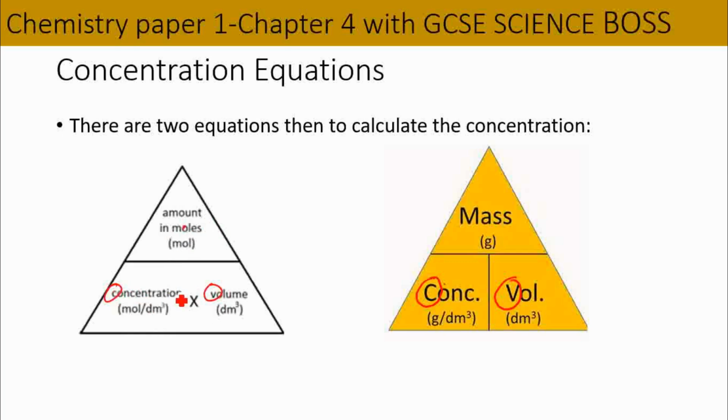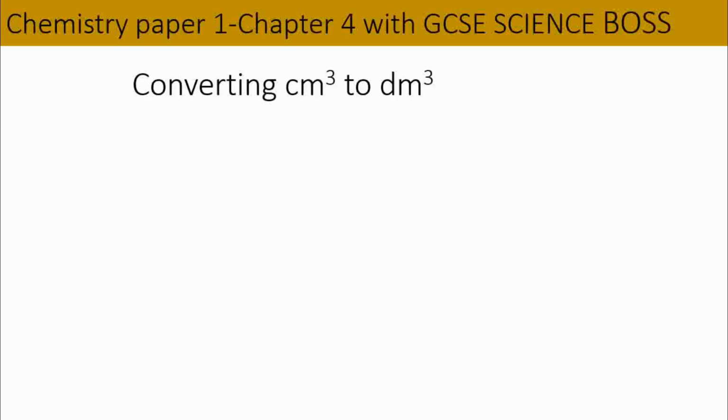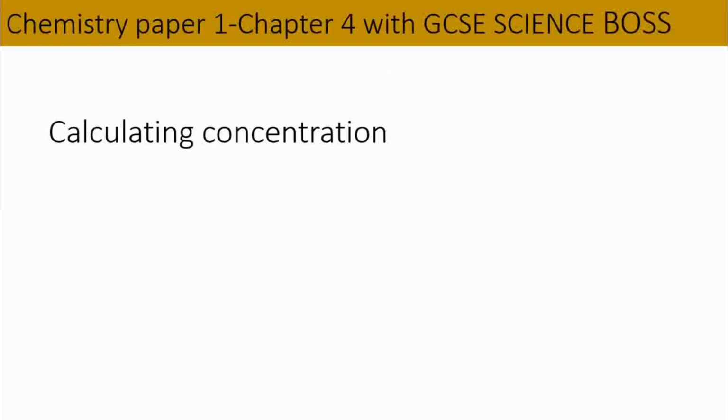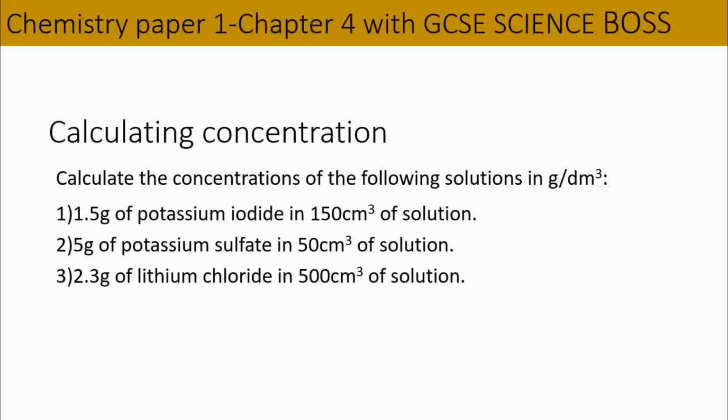So you're always writing or applying with a CV to know that they're beside each other. Okay, so these are the 2 equations that you need to know. And note dm cube, moles per dm cube. So always get your volume in dm cube. That is very, very important. To convert from cm cube to dm cube, you should know that 1 dm cube is equal to 1,000 cm cube. Very, very important that you have a look at your calculations.